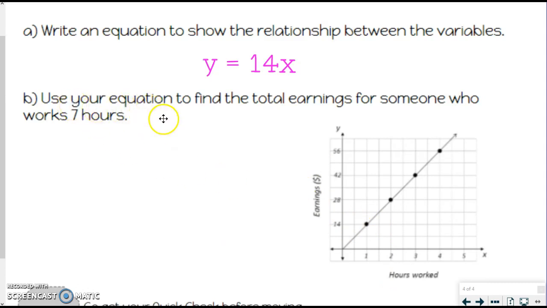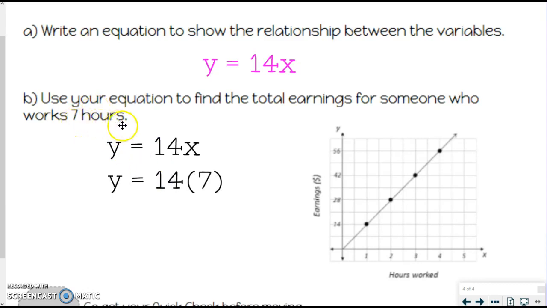So then it says use your equation to find the total earnings for someone who works 7 hours. Okay, so again, rewrite your equation, substitute what you have for x, which was 7 hours. Okay, and so we're doing 14 times 7. If you need to do that work off to the side, feel free. I'll give you a second to do that. Or you can pause the video. And our answer with the label, because we're finding out earnings, is $98.